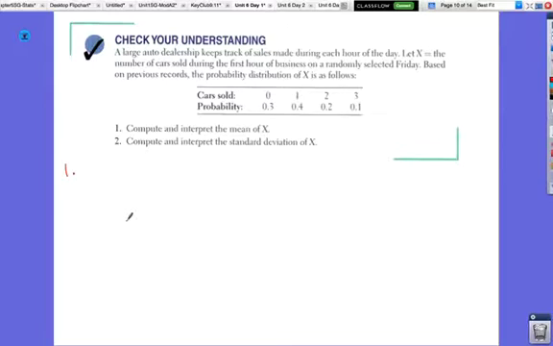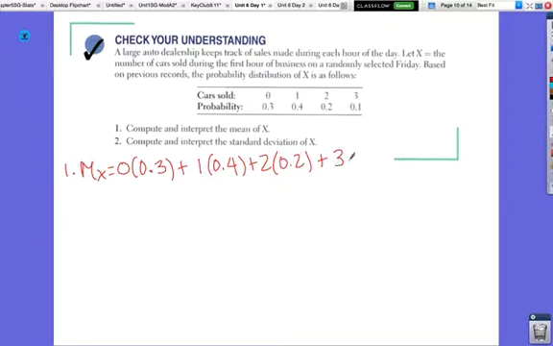So to calculate the mean for X, you would take each of the values, which would be the cars sold, times their probability. And eventually, when my pen starts working again, I can do that for you. There we go. All right, so the mean would look like 0 times 0.3 plus 1 times 0.4 plus 2 times 0.2 plus 3 times 0.1.